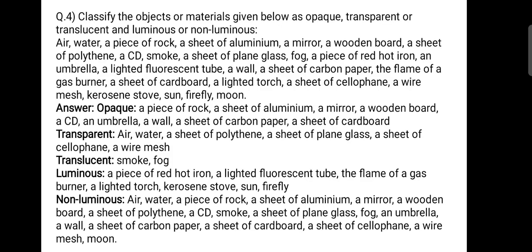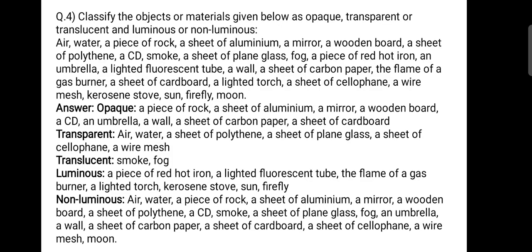Now, after this, you have to list out luminous objects. So, which are the luminous? That shine. So, a piece of red hot iron. Okay, so here are a few examples. Then a lighted fluorescent tube, flame of a gas burner, then a torch, stove, sun, and firefly. Firefly is an insect, jugnu. Okay, this also has a light, a luminous object.